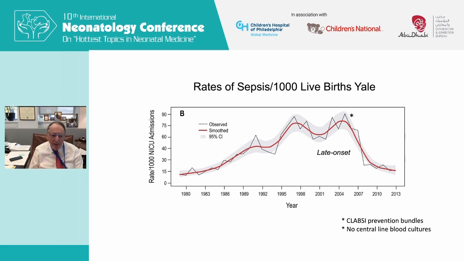Now you're gonna hear me say that whenever possible, try to get two blood cultures in a baby, but one of them probably should not be from a central line, because lines become colonized pretty easily. And just because you recover an organism from a line does not mean a baby's infected.